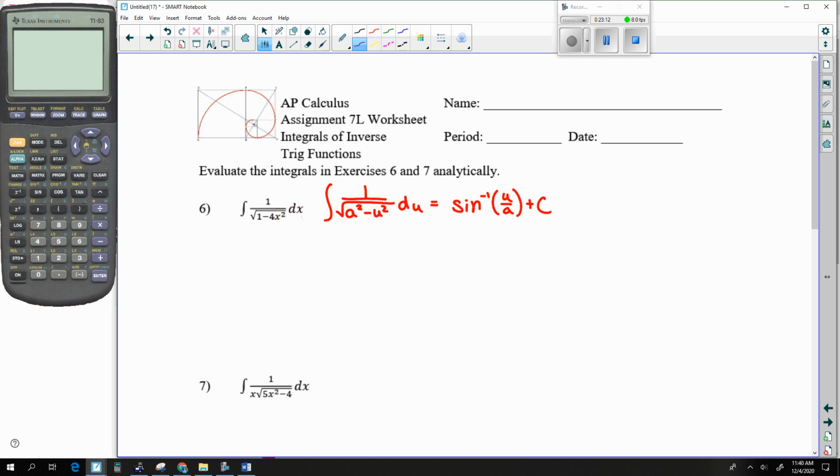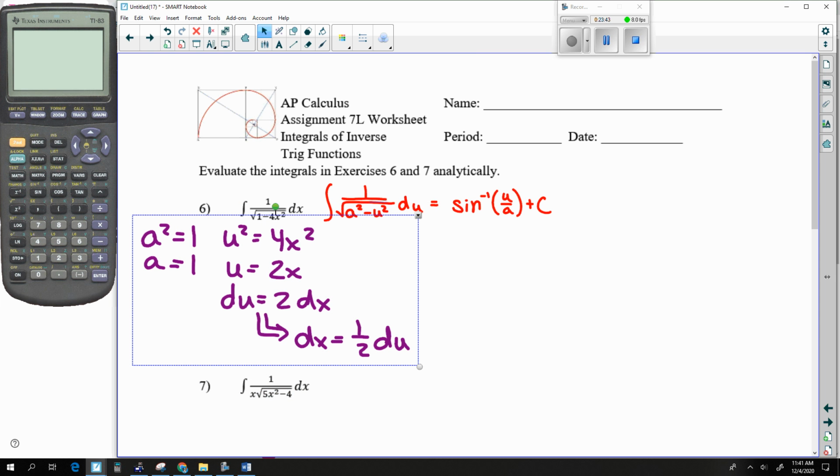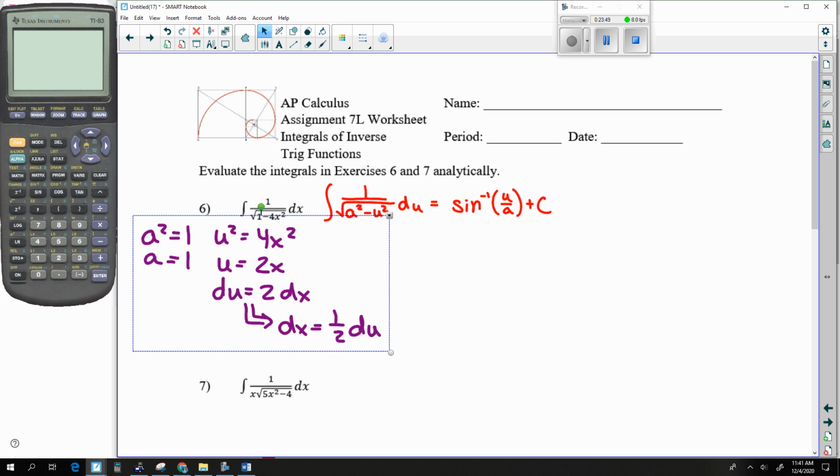Let's go ahead and make our substitutions. So a squared is 1, that makes a 1. U squared is equal to 4x squared, that makes u equal to 2x, and du equal to 2 dx. Okay, careful, careful, careful. So dx is equal to 1/2 du. Knowing all of this, let's go back to the very original question and just make basic substitutions of things that I just created.